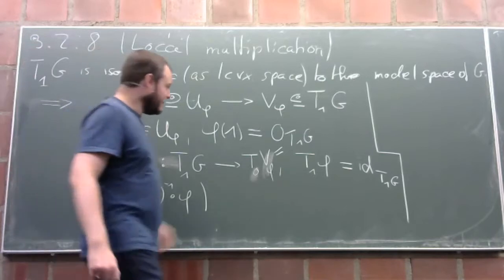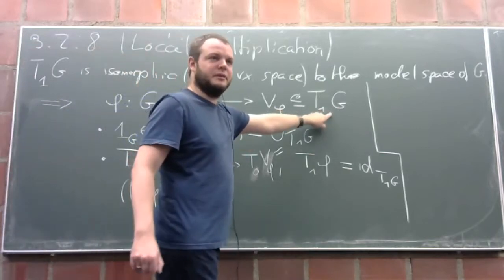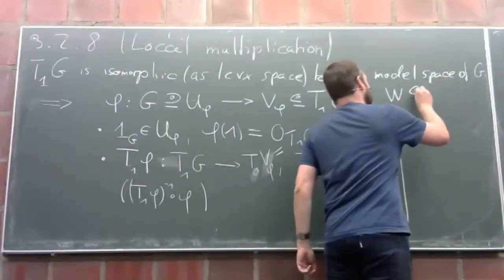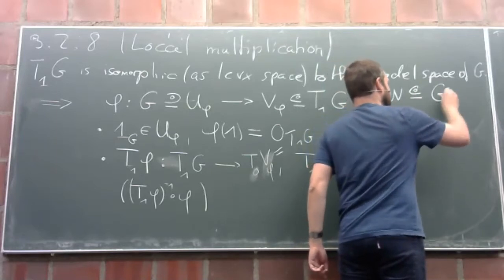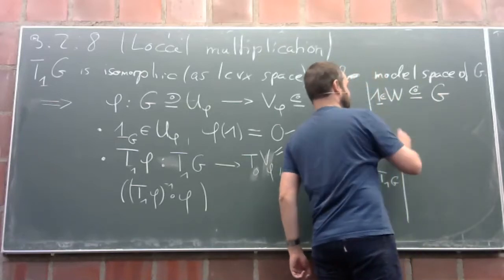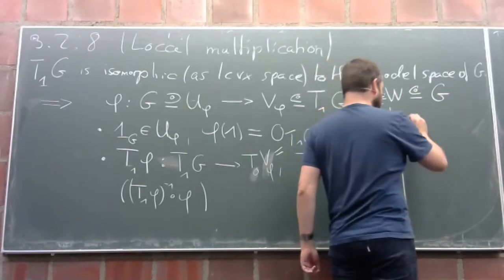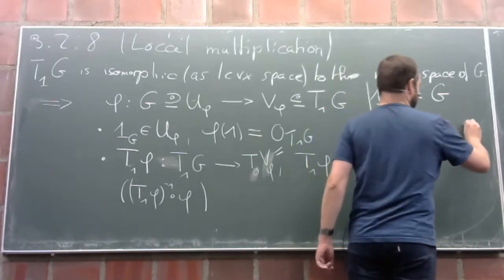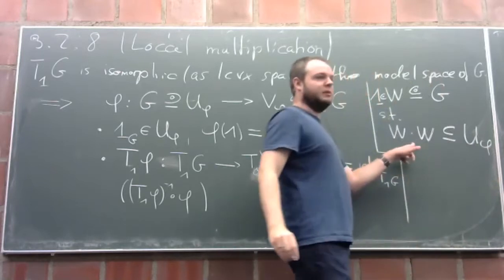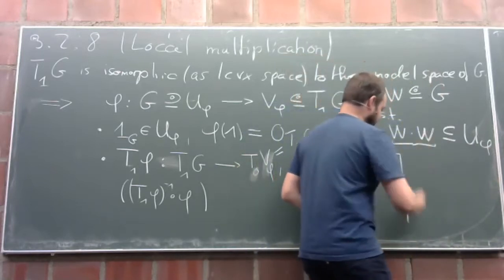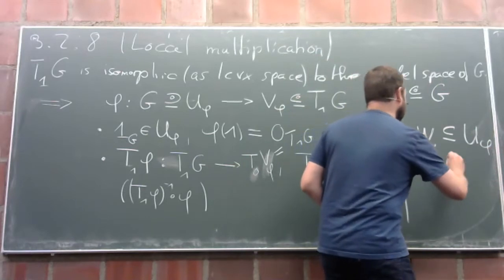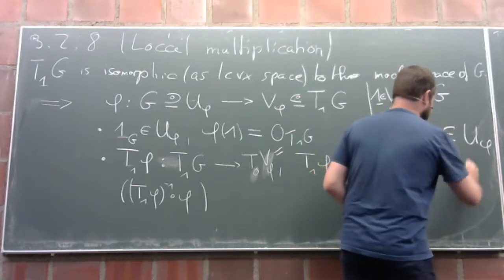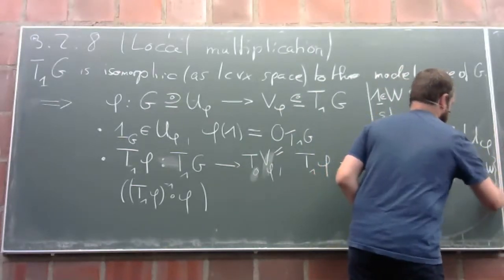Because G here is a topological group, owing to the continuity of the multiplication, I can find an open neighborhood W of the identity element such that W multiplied by W is contained inside of U_phi. What do I mean with this notation? This is set notation: the set of all z which can be written as x times y, such that x and y are in W. Okay.